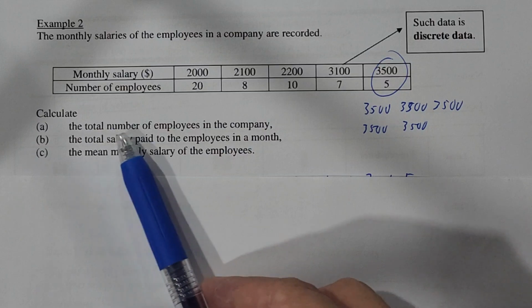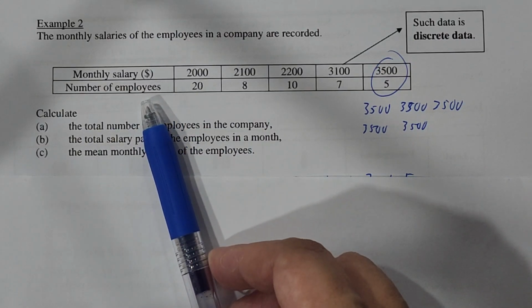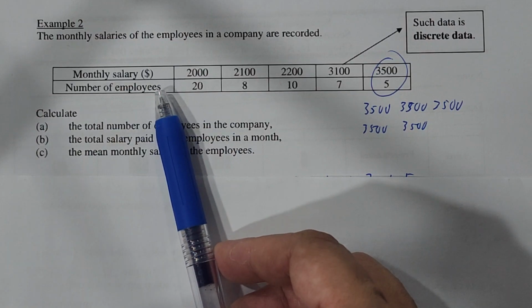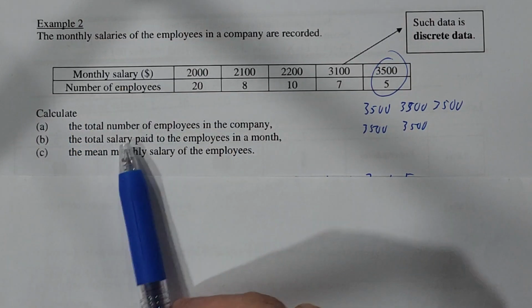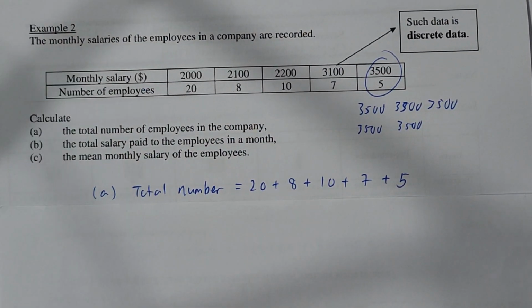First one: calculate the total number of employees. Look at the table. The row header will always be given. This one means number of employees. I want the total number, so I simply add up the second row: 20 plus 8 plus 10 plus 7 plus 5 gives me 50. So I have 50 employees in total.